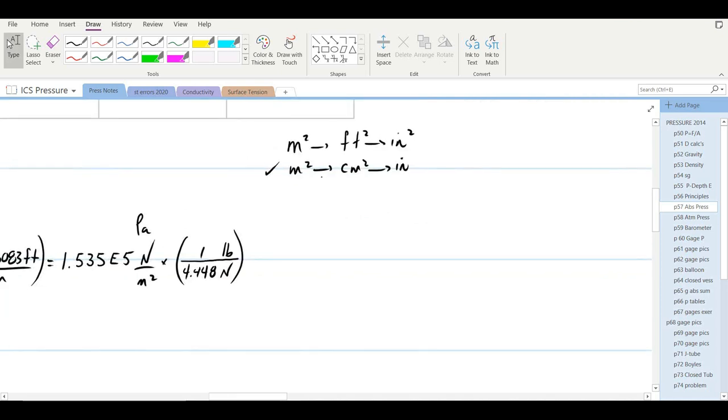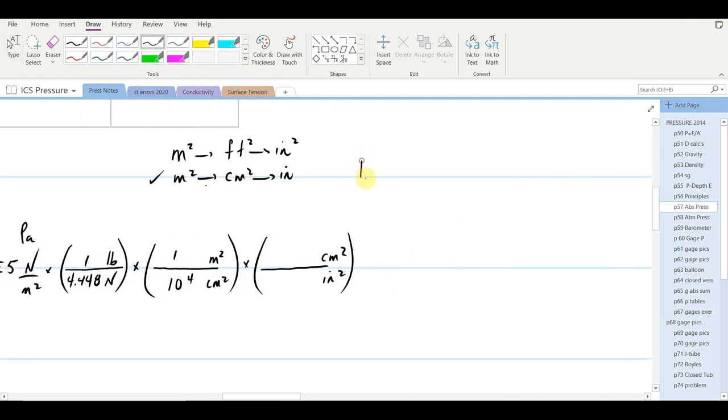can. We saw earlier that we could convert from per square meter to per square centimeter. That was a factor of 10 to the 4 square centimeters per square meter. And now we need to go from per square centimeter to per square inch. So for that, I know that 1 inch is 2.54 centimeters. So if I square that, I'll say 1 square inch is equal to, it works out to be 6.452 square centimeters. So 6.452 square centimeters is 1 square inch.